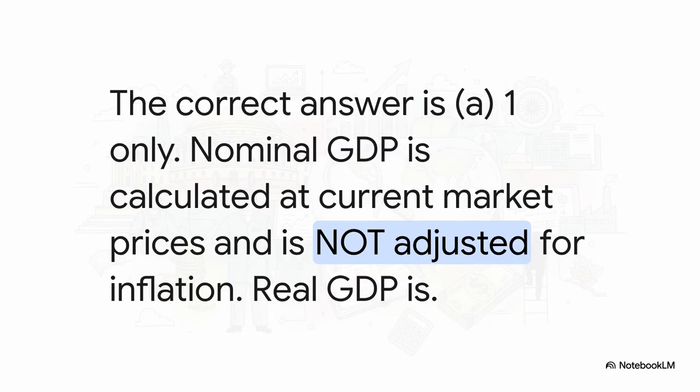All right, did you get it? The correct answer is A, meaning only the first statement is correct. Now, why is the second one wrong? Because when we adjust for inflation, we're talking about real gross domestic product, not nominal. And trust me, this isn't just a technicality. This distinction is the critical lens we need to really understand the story behind the economic numbers we're about to explore, so keep that in mind.